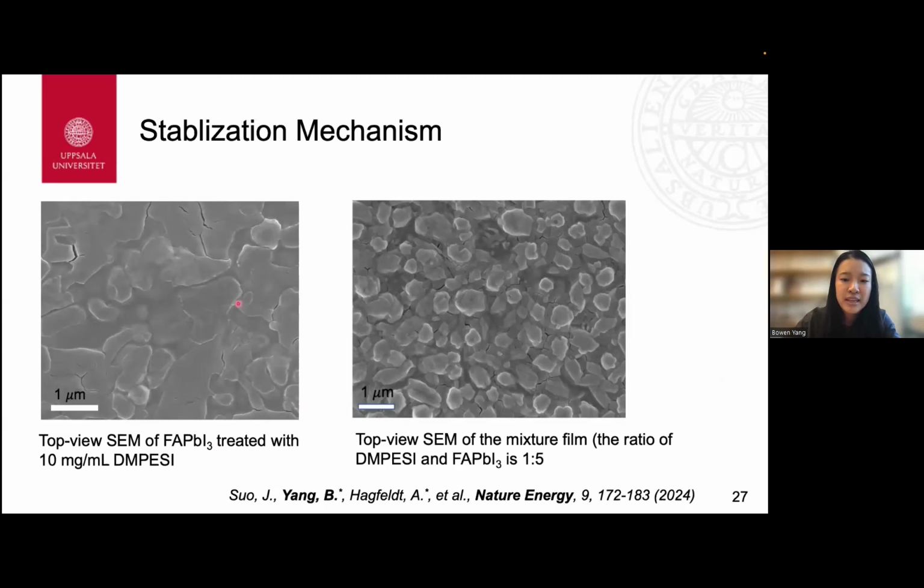On the left side is the SEM image of the FAPI film treated with 10 milligrams per milliliter of this DMPSI salt, while on the right side is the SEM image of the film from the solution where we mix the DMPSI with the FA lead iodide at a ratio of 1:5. And you see the films look very similar, especially including these cracks.